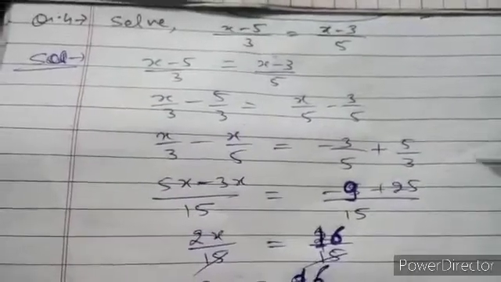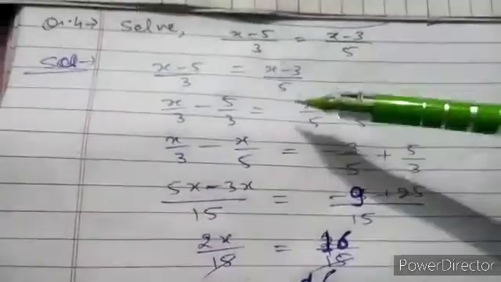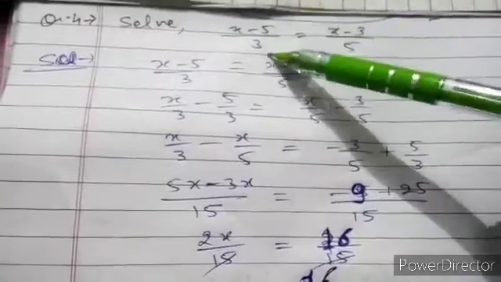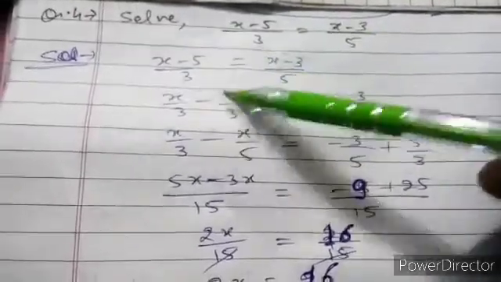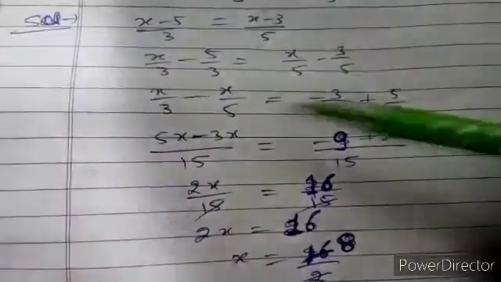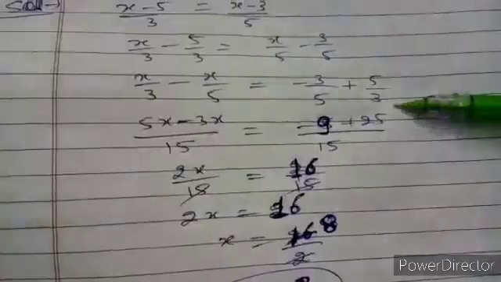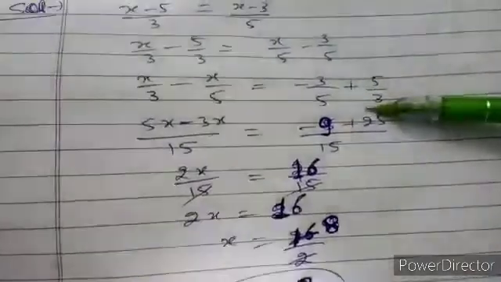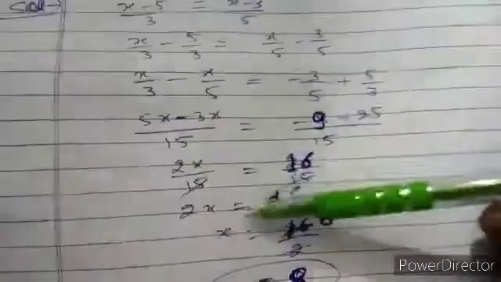Now this is the second method. (x minus 5) upon 3 we can write as x upon 3 minus 5 upon 3. The same on the right hand side we can write. Now on the left hand side we can take the LCM. After taking LCM we can solve. The same as the right hand side, we can take the LCM, and after LCM we can solve. Now after taking LCM we will get these equations.